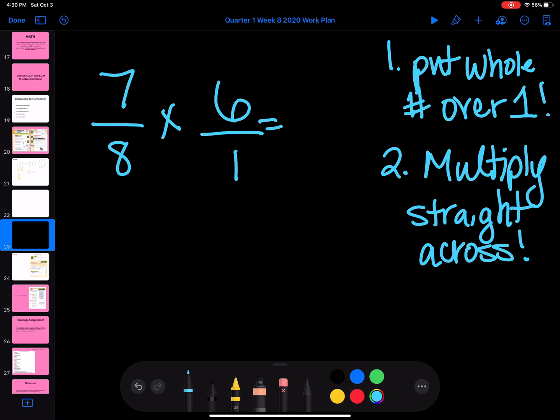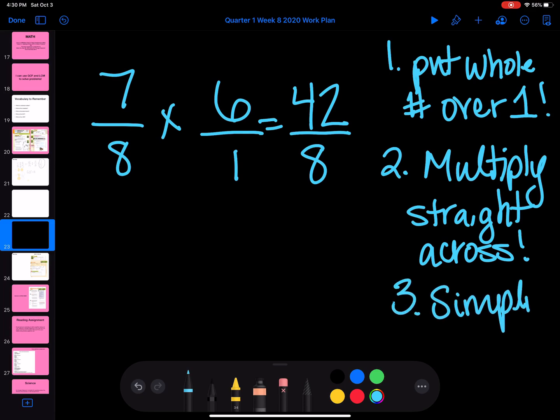6 times 7, if you don't know your multiplication facts, this is a great time for you to start brushing up on those. 6 times 7 is 42. And then 8 times 1 is 8. So then my last step is to simplify using GCF, which is kind of the point of what we are learning today, because if you remember, that's our I can statement. I can use greatest common factor and least common multiple to solve problems.